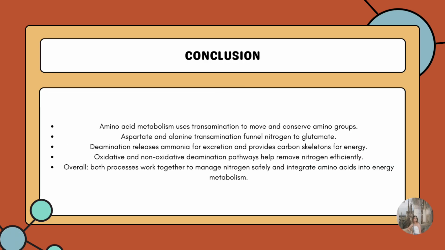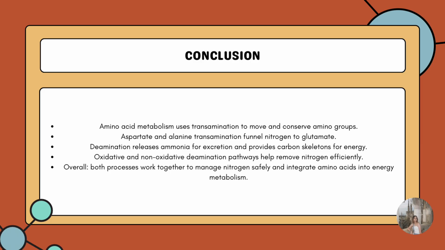Now, as a conclusion, throughout amino acid metabolism, the body must manage both the carbon skeletons and the nitrogen component. Transamination plays a key role in redistributing amino groups and synthesizing non-essential amino acids. It also funnels nitrogen from amino acids like alanine and aspartate into glutamate. Deamination, on the other hand, removes the amino group from glutamate so it can be converted into ammonia and processed in the urea cycle.